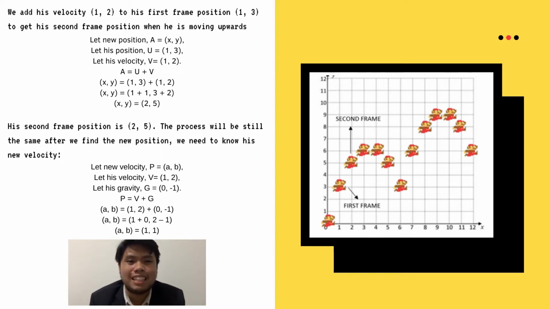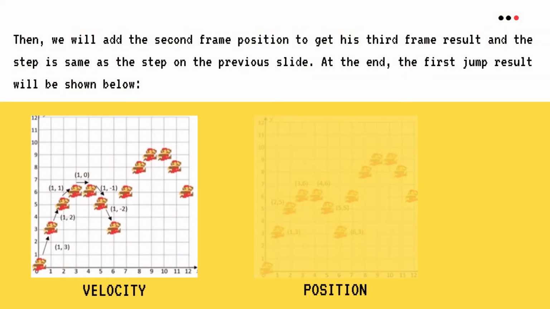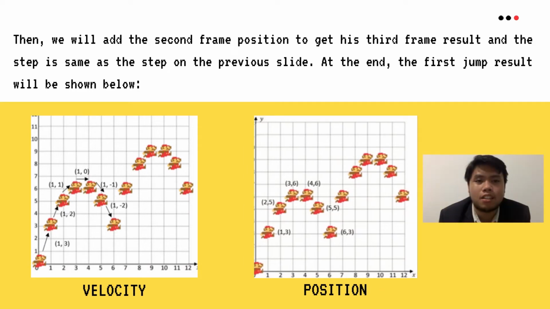The process will still be the same after we find the new position, in that we still need to find his new velocity. So we let his new velocity be p equals to ab. Then we let his velocity be v equals to (1, 2) as his latest velocity and the gravity (0, -1). To get his new velocity, we add the velocity with gravity, or you may refer to the bottom left slide on how the calculation did happen. Then we will get the new velocity equals to (1, 1). Then we will add the second frame position to get his third frame result, and the step is just the same as the step on the previous slide.